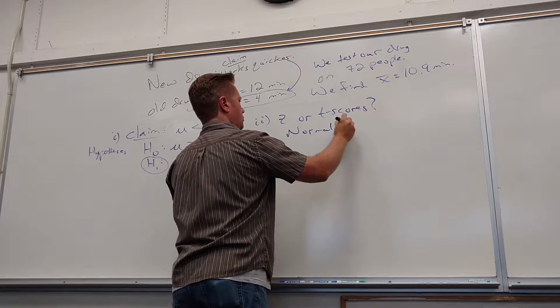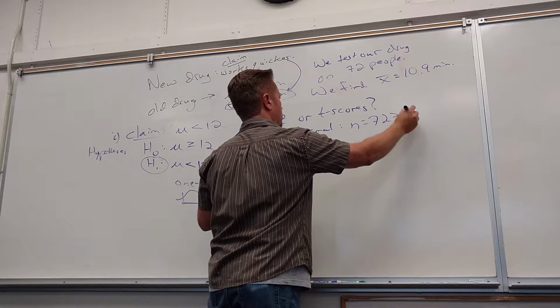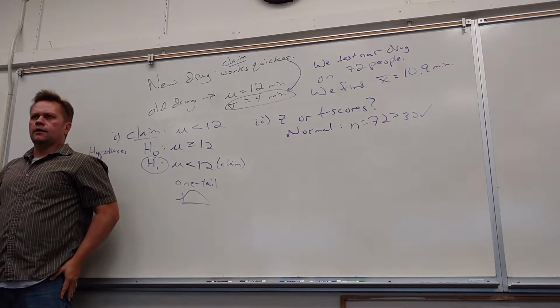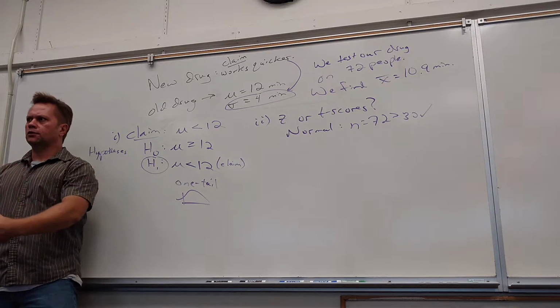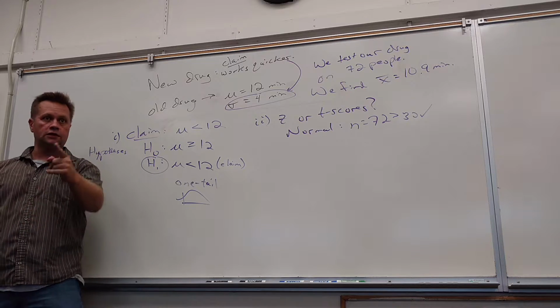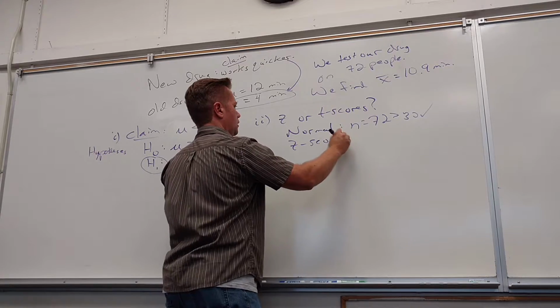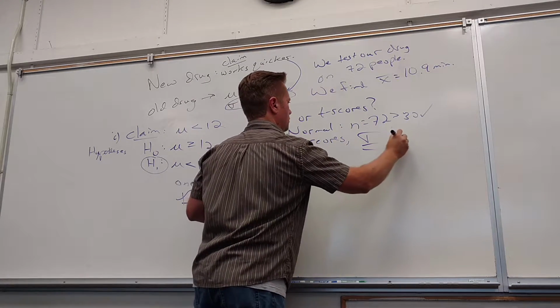Normal. n is 72, which is bigger than 30. Central limit theorem says that looks good. And then is it Z scores or T scores? Z scores. Why? Sigma is given. Yeah, Z scores. Sigma is known.